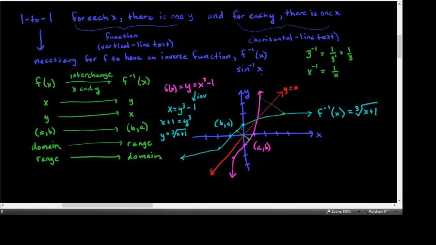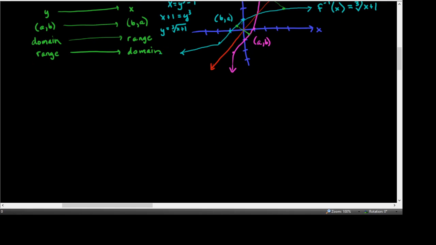Now, there are plenty of functions that are not going to be one-to-one to start with. And so in order to find an inverse when it's not one-to-one to begin with, if it's not one-to-one, find a domain restriction on f so it becomes one-to-one.